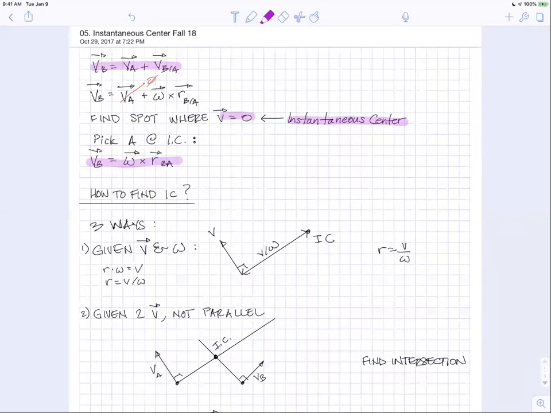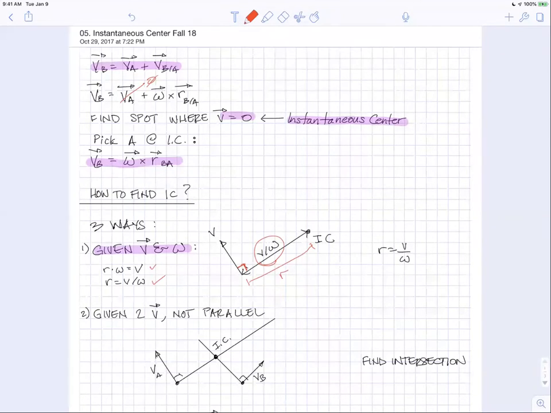Okay, so how do you find this special point, the instantaneous center? And there's three types of problems that you are given. One is, first of all, if you're given the velocity and the omega, and you know that velocity is r times omega, well, the distance away, r, would be the velocity divided by omega. And you know that it's the perpendicular distance. And so the distance r to the instantaneous center will just be v over omega, and you can find the point.